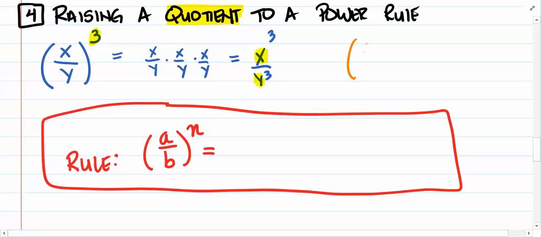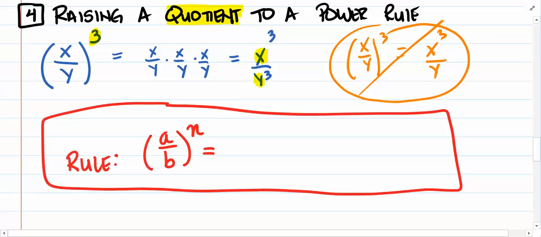Many students, when given this problem, x divided by y to the third, will simply just write this, x to the third over y, and hopefully you see that that is not correct, okay? So the rule says this: if I take a quotient, a over b, and raise it to the nth power, it is the equivalent of raising a to the n divided by b to the n.